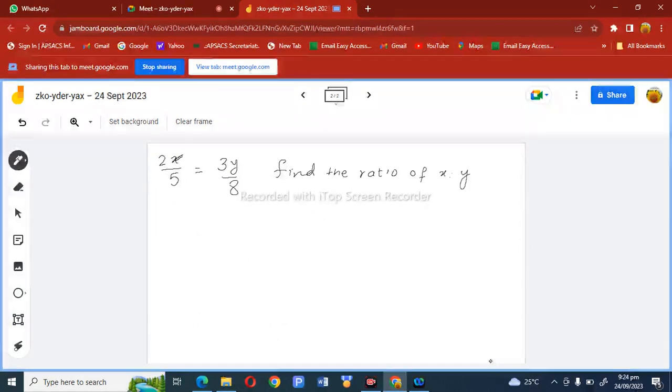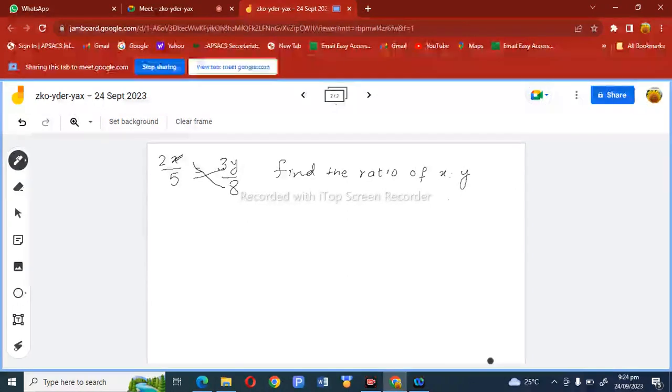Okay, I'm going to explain this question. Always remember, whenever you have two fractions and in between there is an is equal to sign, you have to cross multiply. You have to find out the ratio of x ratio y. So we have to solve it for x and y. In simple terms, we can find out x over y. We have fractions on both sides and an is equal to sign in between, so we can cross multiply.